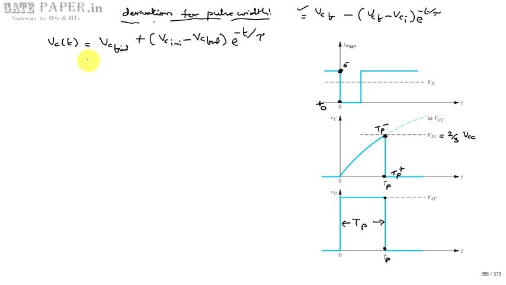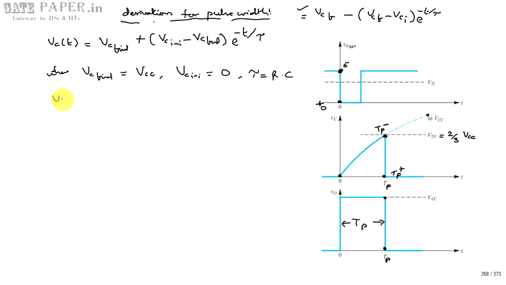Now, where Vc final is nothing but the final value if the capacitor is allowed to charge. If the capacitor is allowed to charge, it can reach the maximum value Vcc. So this will be Vcc, and Vc initial is the initial value at which the capacitor starts charging, that is 0. And tau, the time constant, is the product of effective resistance and effective capacitance in the charging part, that is R into C.